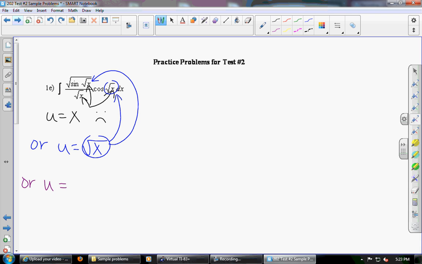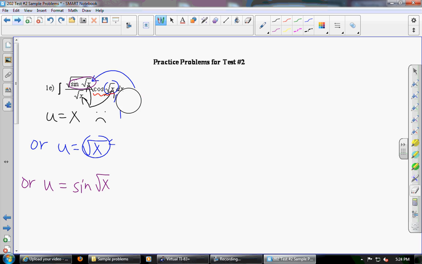The thing I want to pick for u is the thing inside of the biggest radical I can find. And in this case, it's sine of square root of x. It's underneath the radical, so I like having it as my u. And the reason I'm going big here is that the derivative of sine of something is cosine of that same thing. Now, I'm quite happy about that because I see cosine of that same thing sitting right here.